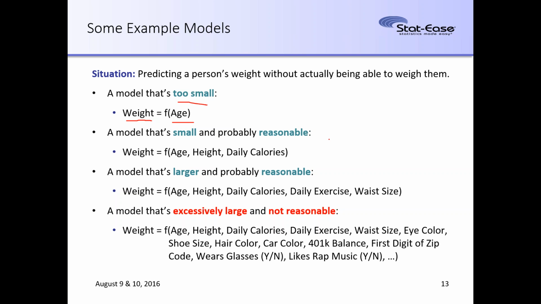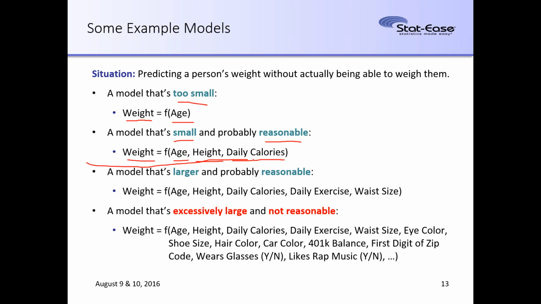Let's say we go up a little bit to the next level. We say, okay, we'll predict somebody's weight as a function of their age, their height, and their daily calorie intake. Well, this model is fairly small. There's only 3 main effects here, and it's probably reasonable intuitively. I mean, I'm not a nutritionist or a physician, but this to me seems intuitively reasonable. It seems like all of these would probably affect somebody's weight, and it seems like these 3 factors here are somewhat independent of one another. We're not starting to put in redundant factors.